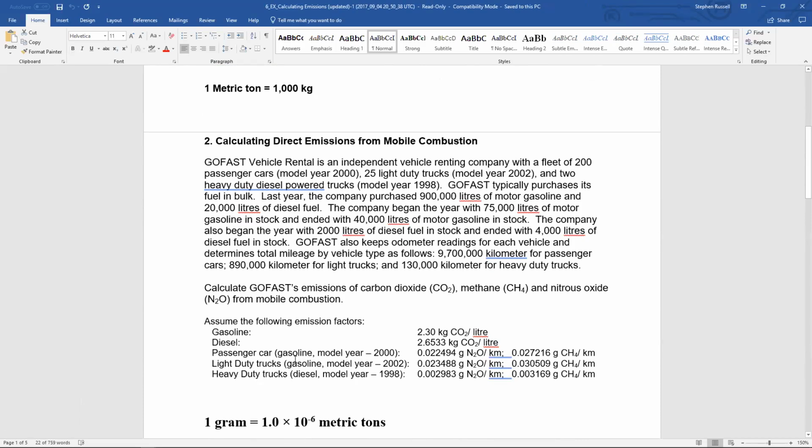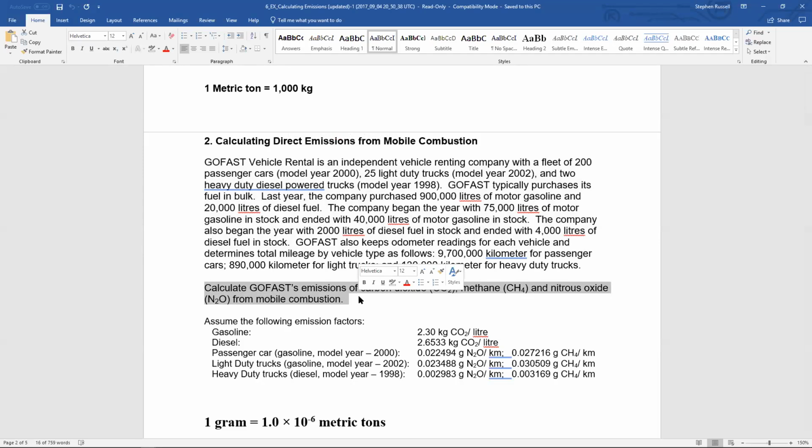Let's turn to the second question. Here, GoFast Vehicle Rental is an independent vehicle renting company with a fleet of 200 passenger cars from a specific model year, 25 light-duty trucks, again with a specific model year, and 2 heavy-duty diesel-powered trucks. And this passage then gives more information on the amount of fuel used and the distance traveled by these classes of vehicles. I'll let you read that passage in your own time, but you're asked to calculate the emissions of carbon dioxide, methane, and nitrous oxide from mobile combustion.